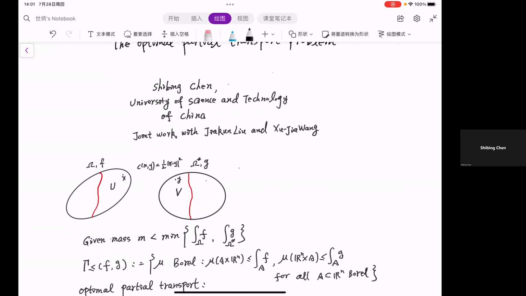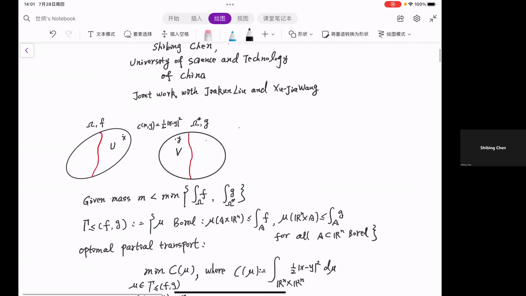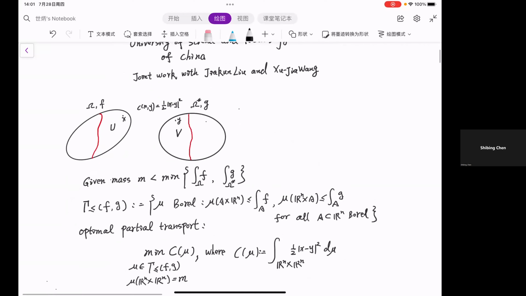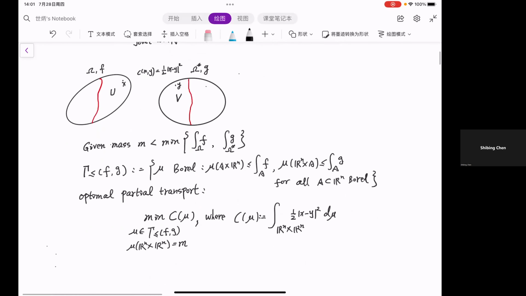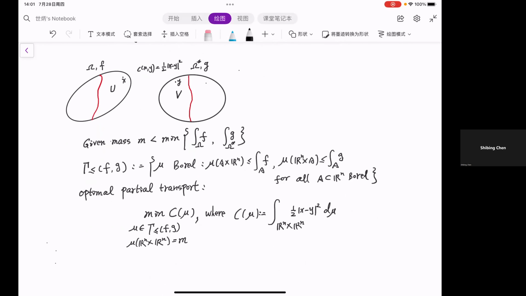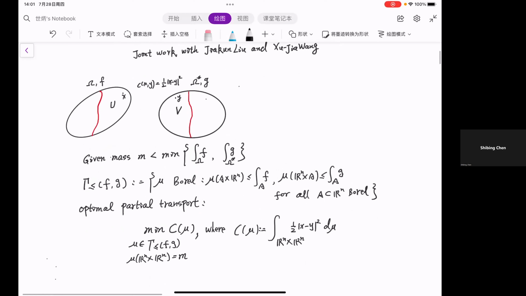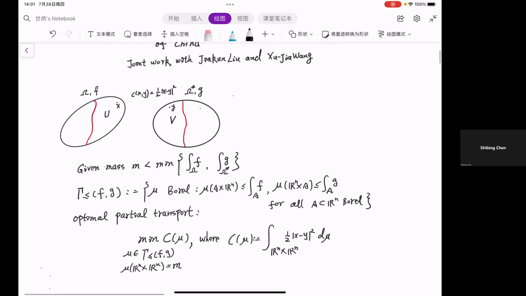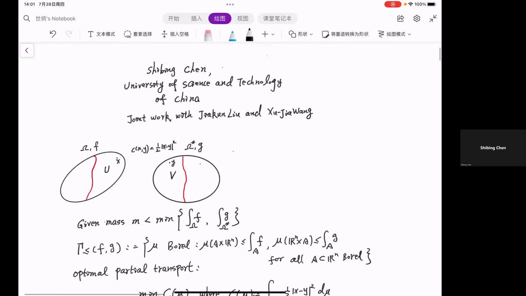But my slides were made for analysis people and contain a lot of technical details. I will try to avoid them as much as possible. So first of all, let me briefly review the classical optimal transport problem.